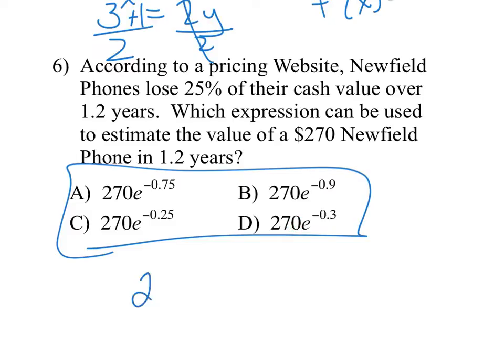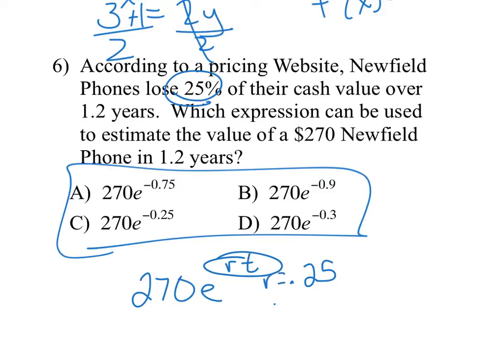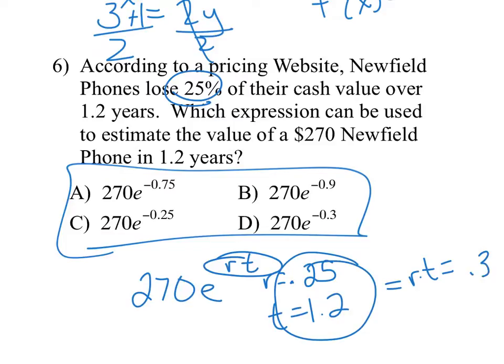So when we do this, it's going to be 270. That makes sense. Now, they all have e's. So when you do e's, remember the exponent is always rate times time. So the rate is 25%, so 0.25 is the rate. And the time is 1.2 years. Multiply these two together, and R times T is 0.3. And e to that is 2.17 something, so that's bigger than 1.